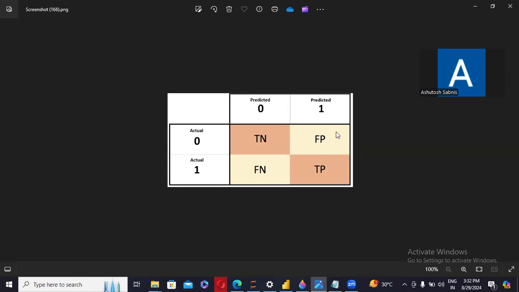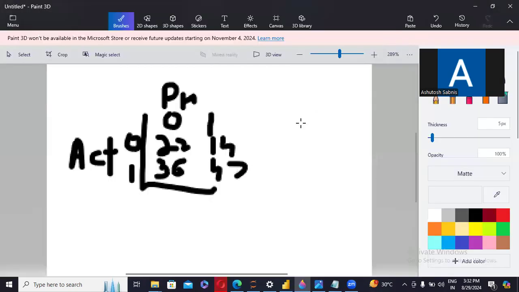Now I will explain the confusion matrix. Let me open the paint window. Here I have drawn the confusion matrix. On the y-axis, there are actual values 0 and 1, and on the x-axis, there are predicted values 0 and 1. These are random values that I have taken: 22, 36, 14, and 47.